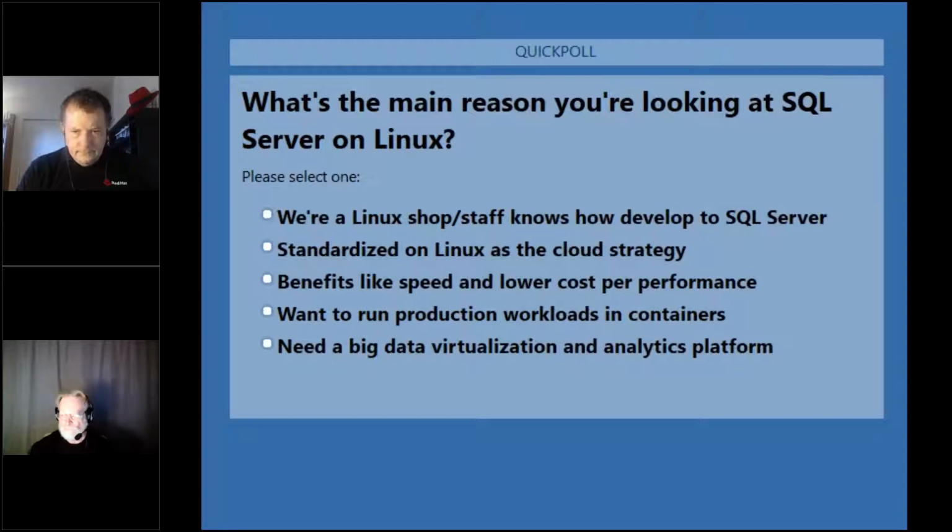What's the main reason you're looking at SQL Server on Linux? Possible answers: we're a Linux shop and staff knows how to deploy SQL Server, standardize on Linux as the cloud strategy, benefits like speed and lower cost per performance, want to run production workloads in containers, or need a big data virtualization and analytics platform. We're casting everyone's votes here. A couple more seconds for the audience to vote.